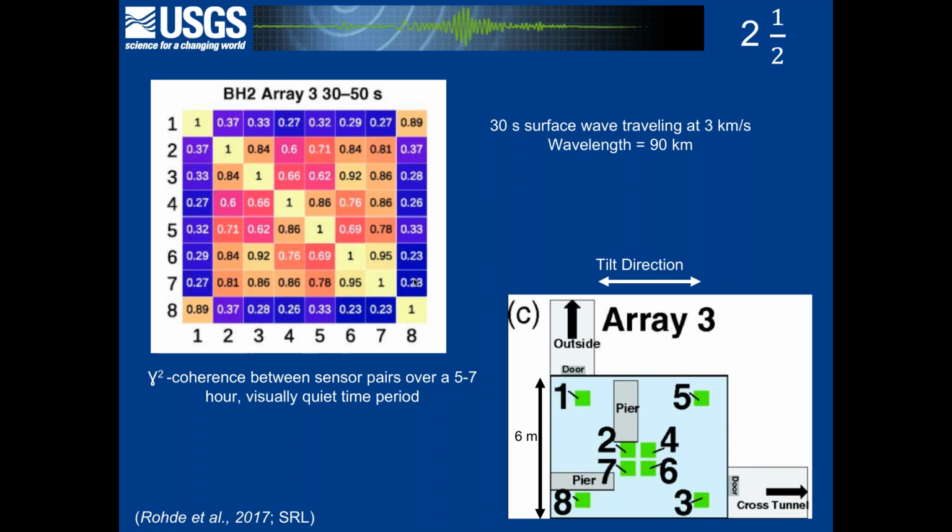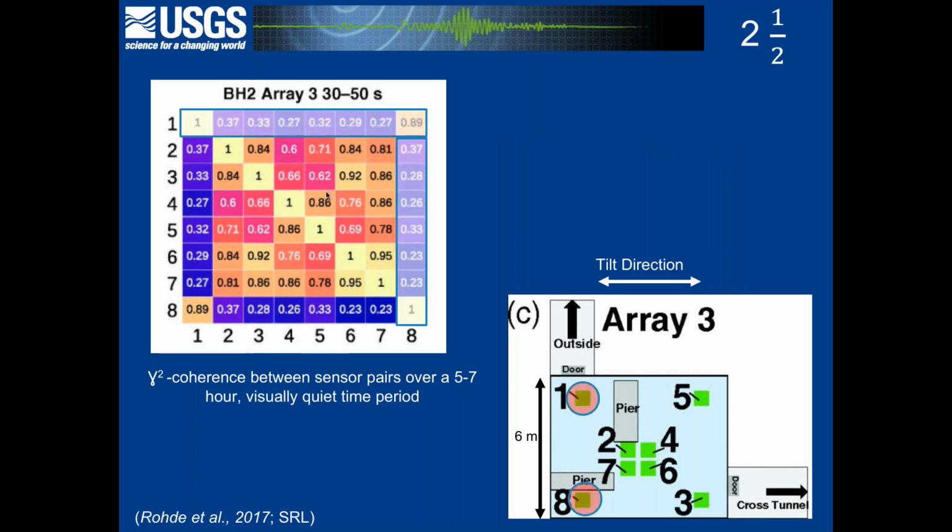And if you think about the wavelength of these signals, if you think they're a surface wave or something, maybe like a 30-second surface wave traveling at 3 kilometers per second, it has a wavelength of about 90 kilometers. So if this is an actually elastically propagating seismic wave, we'd expect these signals to be practically identical on stations separated by just a few meters. But they're not. They're all over the place. So let's look at a few examples here.